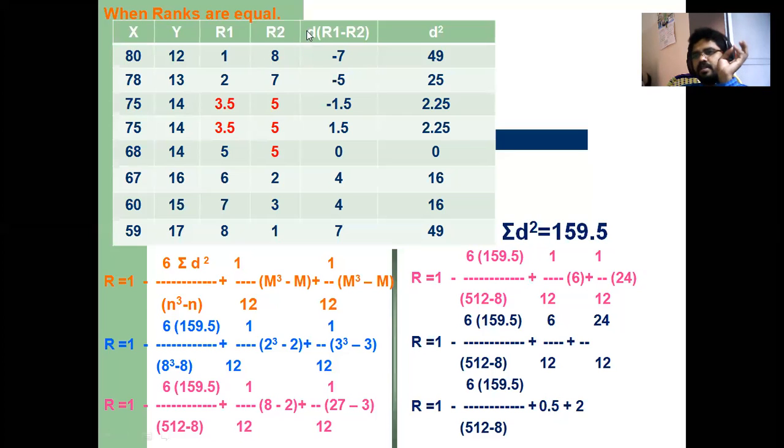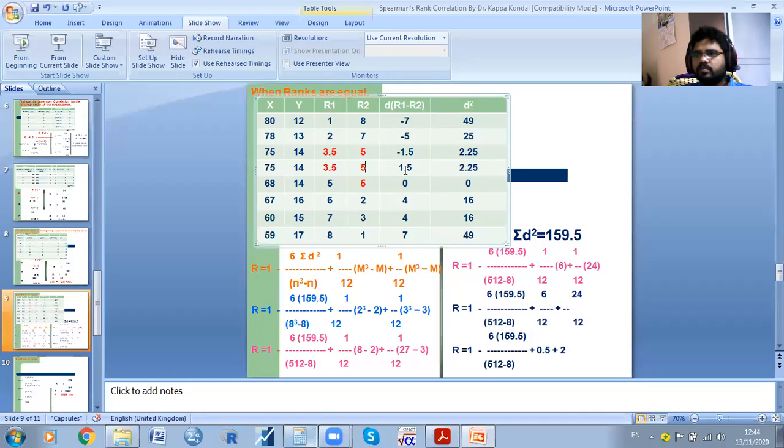There is a deviation, the difference between rank 1 and rank 2. 1 minus 8 is minus 7, 2 minus 7 is minus 5, 3.5 minus 5 is minus 1.5, and 3.5 the same, 1.5. Here it should be minus. 5 minus 5 is 0, 6 minus 2 is 4, 7 minus 3 is 4, 1 minus 1, 8 minus 1 is 7.